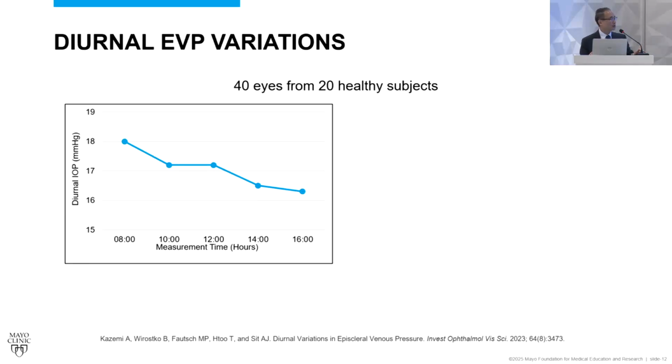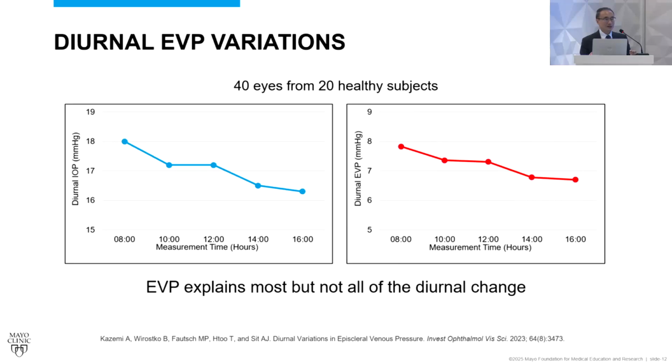we know that IOP has a diurnal pattern where IOP starts out higher early in the morning and decreases over the course of the day. It turns out that EVP also has a diurnal pattern where it starts out higher in the morning and decreases over the course of the day. From this, we surmise that the change in IOP over the course of the day is largely, but not completely, explained by the change in EVP. So EVP clearly is influencing IOP through its circadian rhythm.